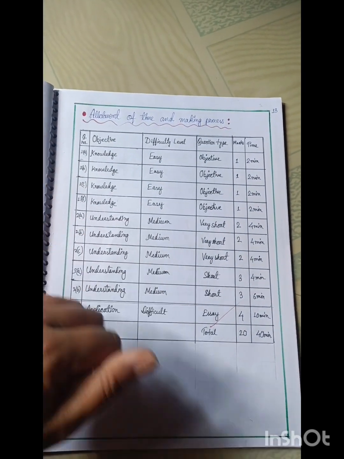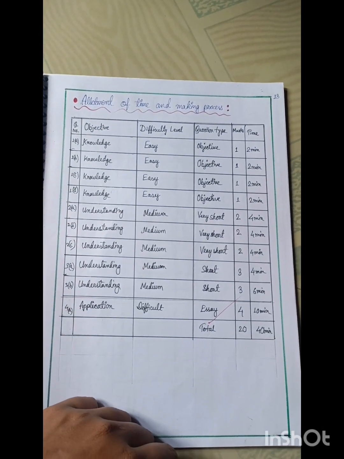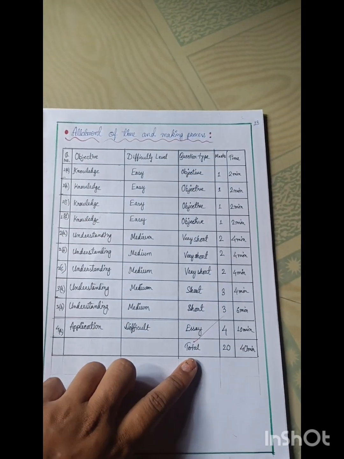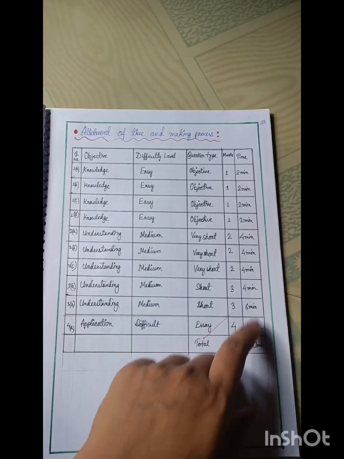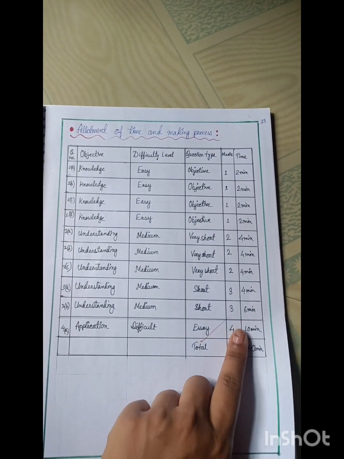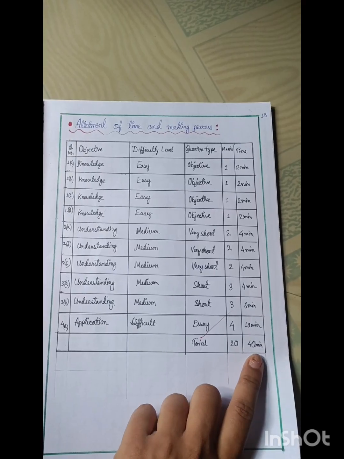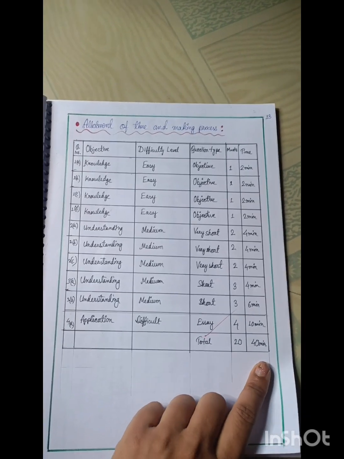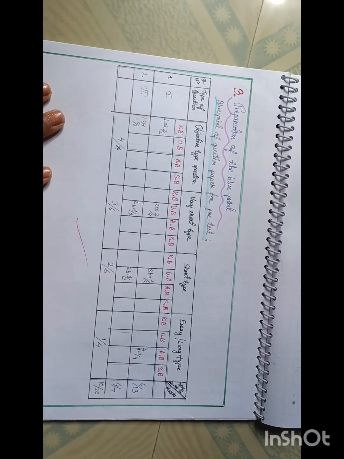So this is allotment of time and marking process, like the difficulty level, the objectivity, and the question types, and how much mark it is allotted, and how much time it will take students to do this question. So total time I have given to students was 40 minutes for 20 mark question. For 20 mark test I have given 40 minutes. Now this is the heart of achievement test. This is the blueprint.